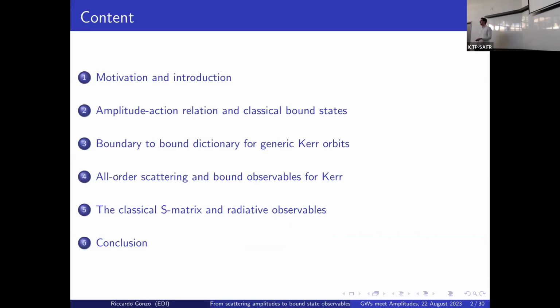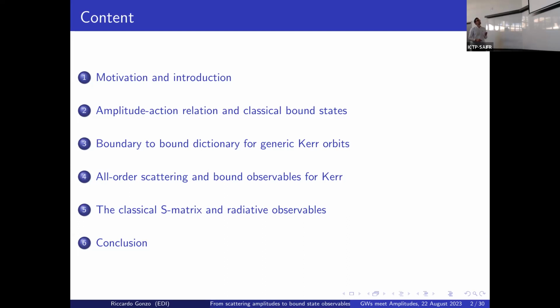So, okay, I'll start with some motivation and introduction: why I want to look at scattering amplitudes, and why I think they're important for gravitational wave searches. Then I will try to develop some relation between amplitudes and actions from the classical GR perspective, and how this can help us understand the relation between bound and scattering orbits. Because what we're going to talk about is mainly scattering orbits, but there is a map between the scattering and bound case, and that's the main focus of this talk.